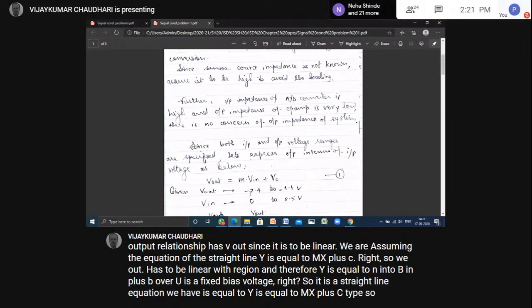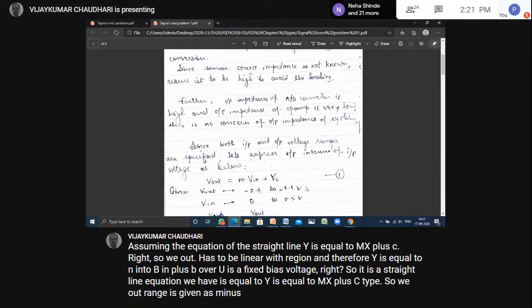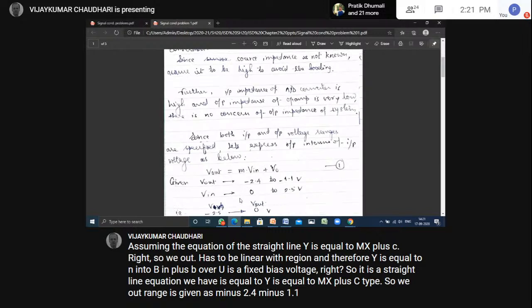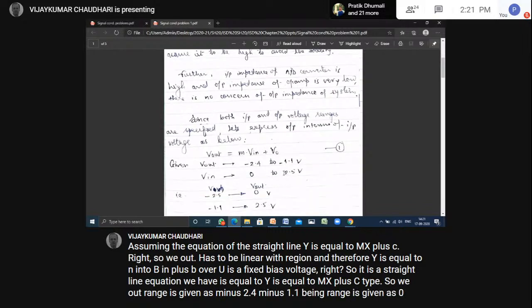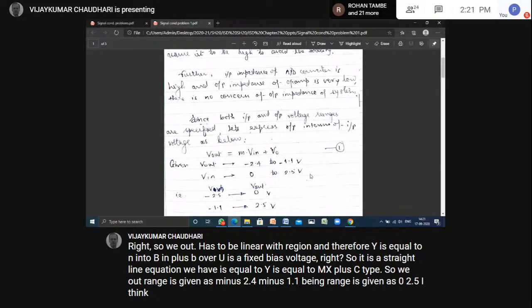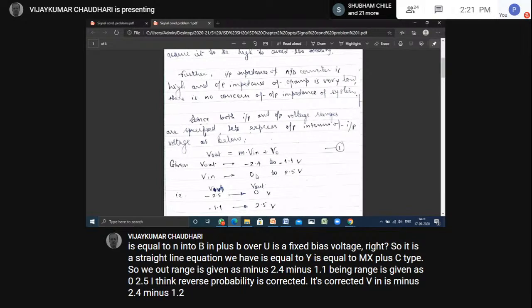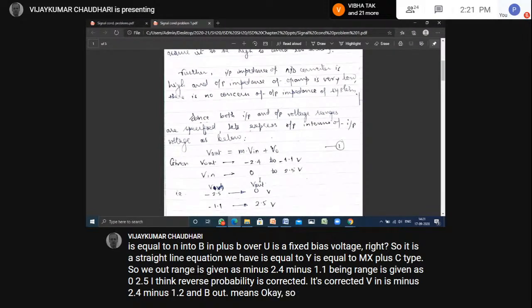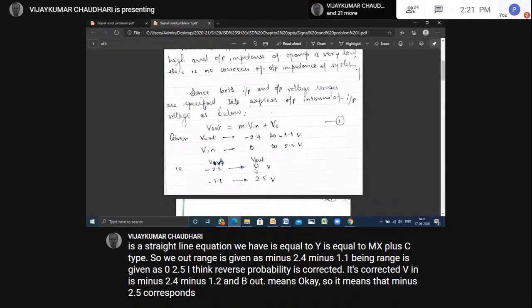So V out range is given as minus 2.4 to minus 1.1, V in range is given as 0 to 2.5. I think it's reversed, wrongly written. Please correct it. V in is minus 2.4 to minus 1.1, and V out is 0 to 2.5. Okay, so it means that minus 2.4 V in corresponds to 0 out, and minus 1.1 V in corresponds to 2.5 of out.